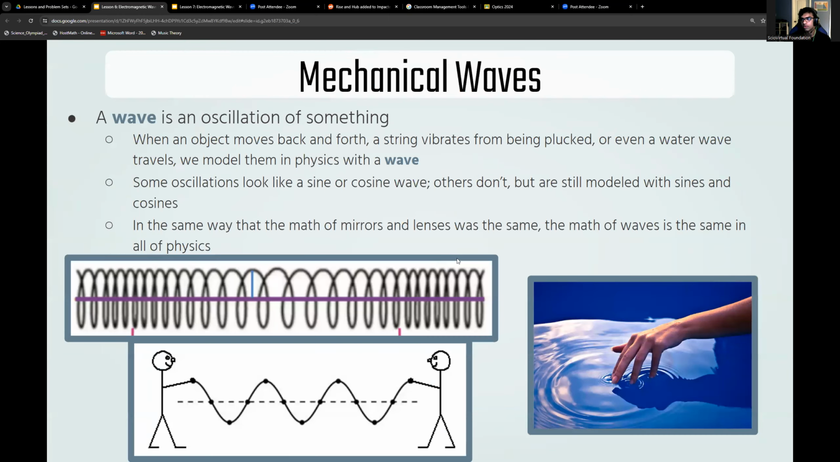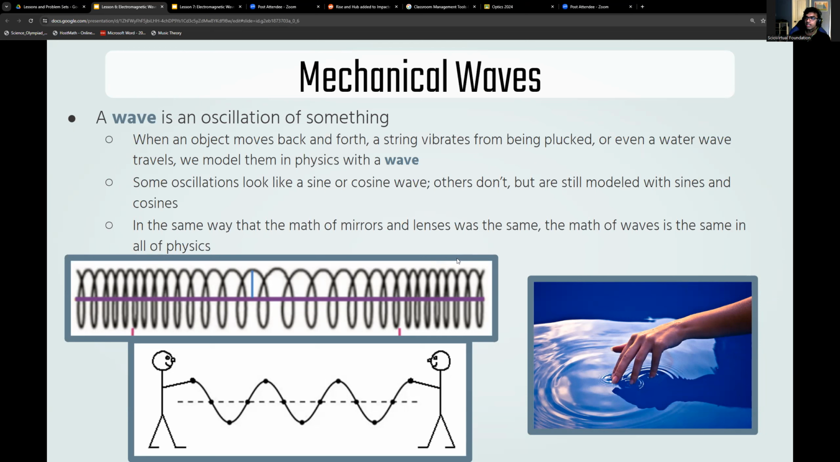So, what is a wave? A wave is an oscillation, at least the way I think of it. Whether you have an object moving back and forth, when I move my phone up and down, that's an oscillation. When I have my phone moving in a circle, that's an oscillation. A string vibrates from being plucked, or even a water wave traveling. You can model all these things in physics with waves.